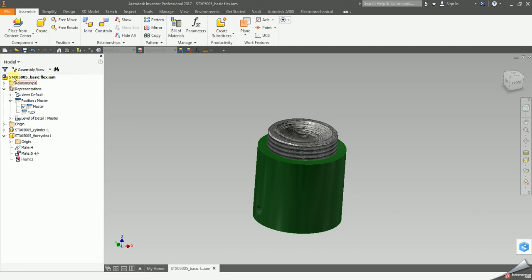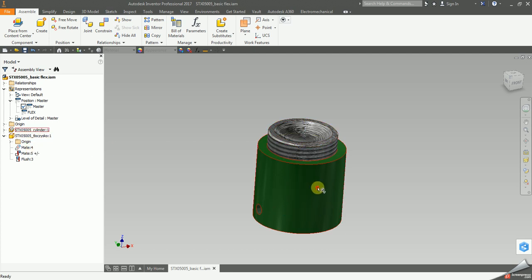Please have in mind this is the jack and it is named basic flex here. It is named basic flex because I have simplified the assembly only to have two components, two parts, and to be as simple as possible.